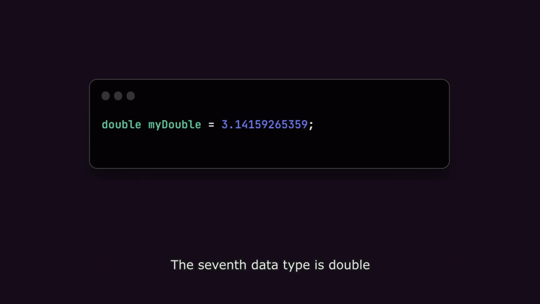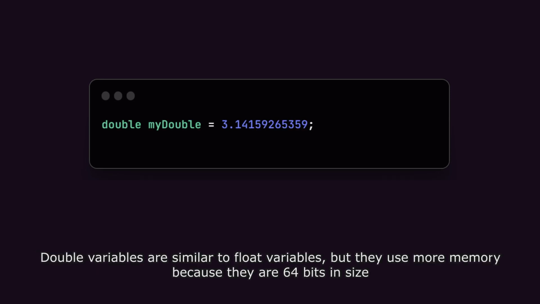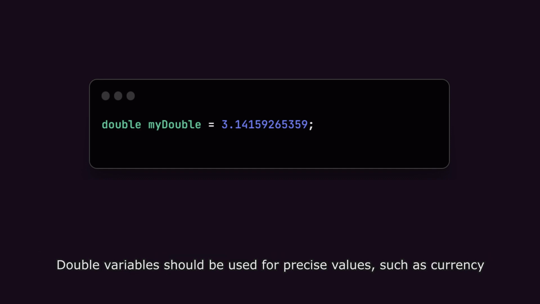The seventh data type is double. Double variables are similar to float variables, but they use more memory because they are 64 bits in size. Double variables should be used for precise values such as currency.